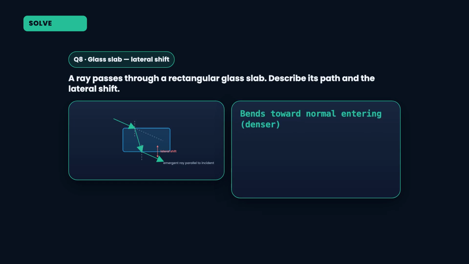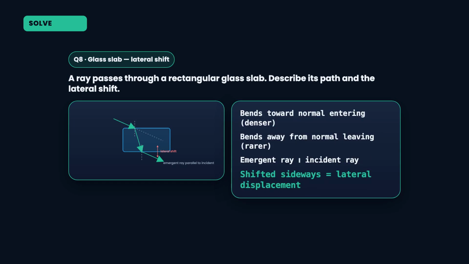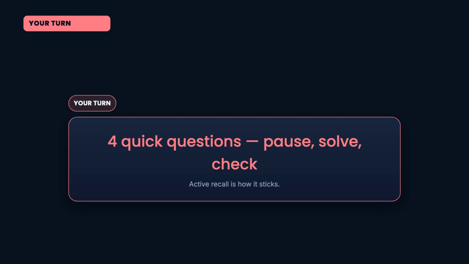8. A ray passing through a rectangular glass slab bends toward the normal entering and away from the normal leaving. It emerges parallel to the incident ray, just shifted sideways. That sideways shift is the lateral displacement. Now your turn. 4 quick questions in the CBSE style. Solve each one yourself, then check. Active recall is how it sticks.